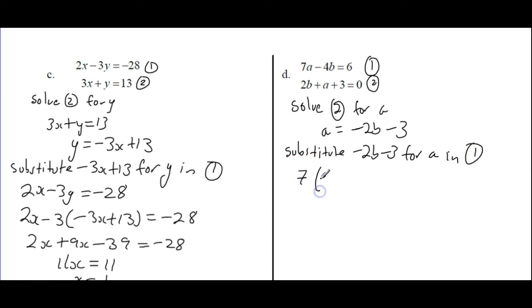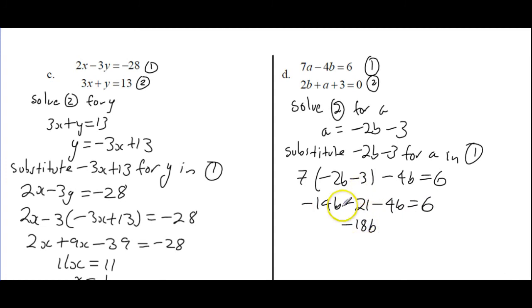So that's 7 times negative 2b minus 3 minus 4b is equal to 6. This is always in brackets, right, because you're going to be multiplying and you want to make sure you apply the distributive law. Negative 14b minus 21 minus 4b equals 6. Negative 18b, and let's add 21 to this side, so that gives me 27.